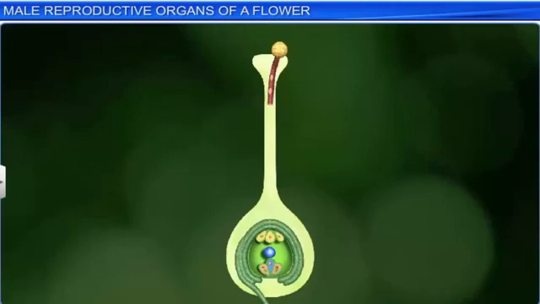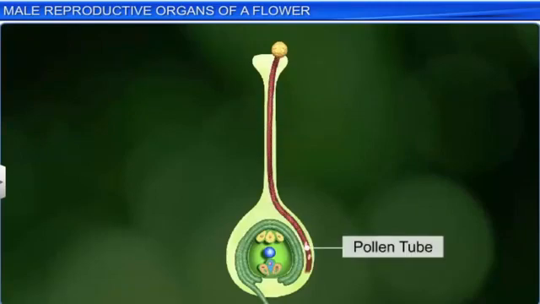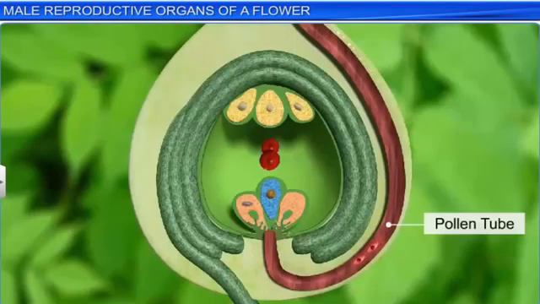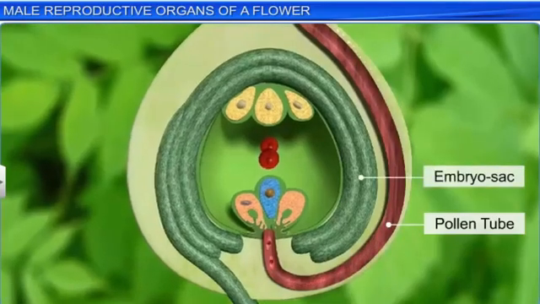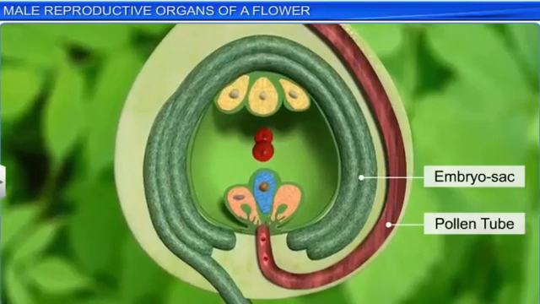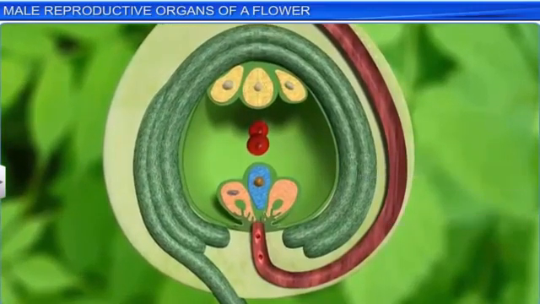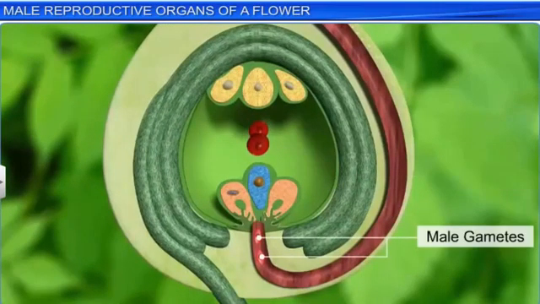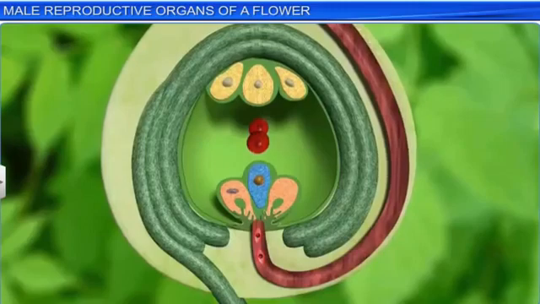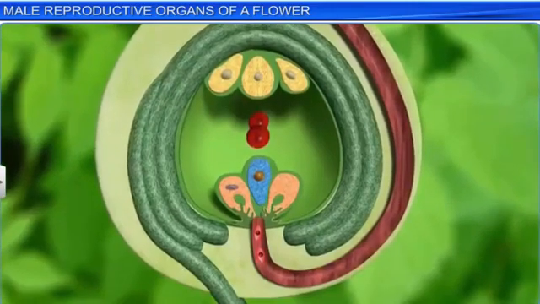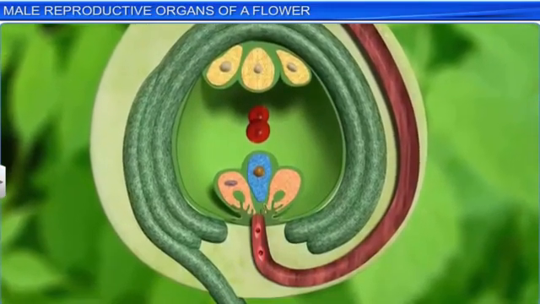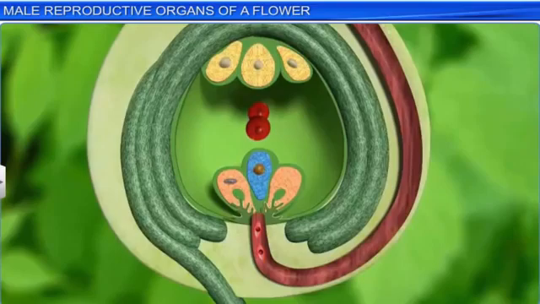When pollen grains land on the stigma, they germinate into a pollen tube that carries the male gametes towards the embryo sac. This ability of the pollen grain to deliver the male gametes to the embryo sac is called pollen viability. However, factors such as temperature and humidity affect pollen viability.